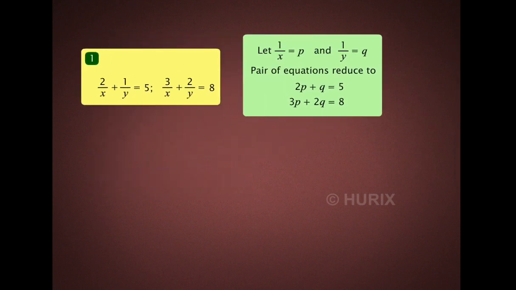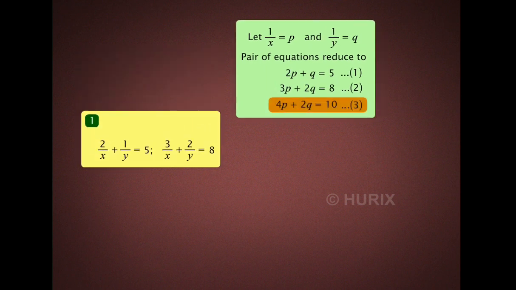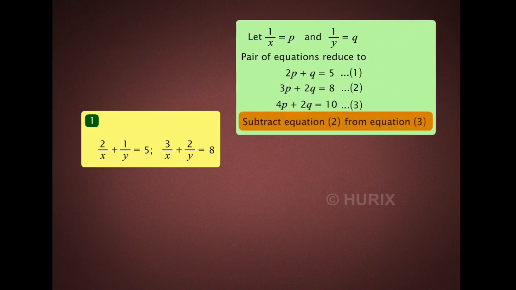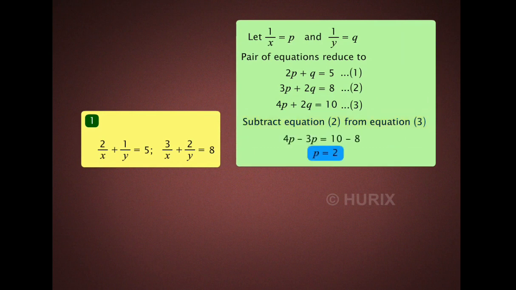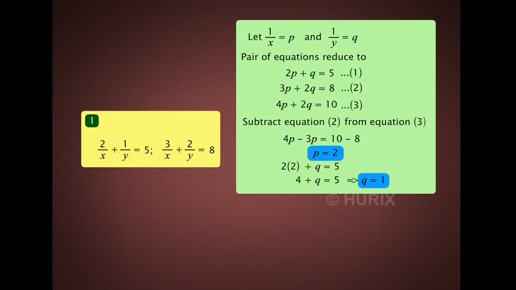Let's now consider the first pair of linear equations. For convenience, number the equations as 1 and 2. Let's use the elimination method to solve the given pair of equations. To make the coefficient of q in both the equations the same, we multiply equation 1 by 2 to get equation 3. We subtract equation 2 from equation 3 to get p equal to 2. Next, we substitute the value of p in equation 1 to get q equal to 1.